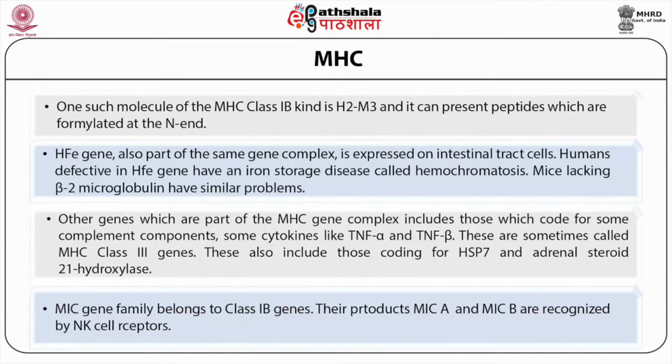The MIC gene family belongs to the class 1b genes. Their products, MIC-A and MIC-B, are recognized by NK cell receptors. This allows killing of MIC expressing cells as a part of innate immunity, even when interferons are not yet produced. These class 1b genes are expressed in fibroblasts and epithelial cells, especially intestinal epithelial cells.